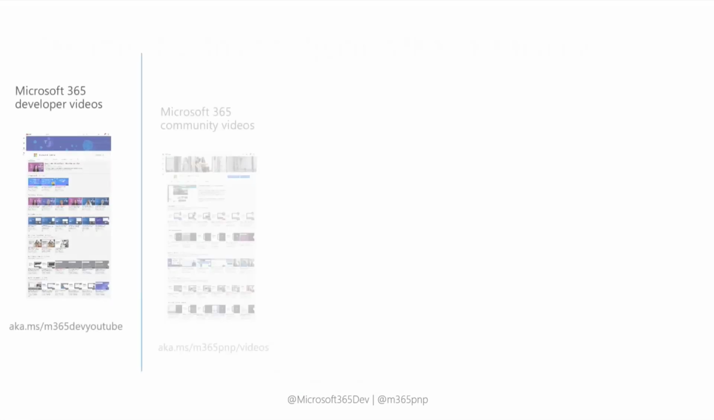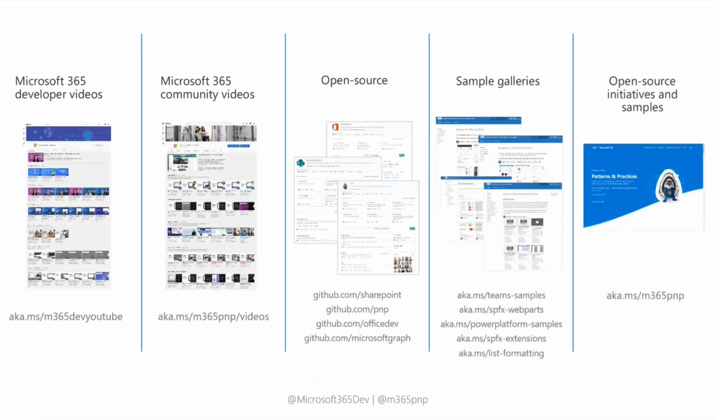Looking at an overview of the resources available to you, this may feel like an overwhelming slide, but it can all be accessed at the primary URL of aka.ms/m365pnp. That is going to provide you the opportunity to look at these videos, developer and community content. You're going to be able to see all of the open source repositories available to you, all of the sample galleries that cover Teams samples, web parts, Power Platform, SPFx list formatting, and the new ACEs, as well as the opportunity to utilize and contribute back. So again, aka.ms/m365pnp is your number one landing spot. Take a look and get involved.